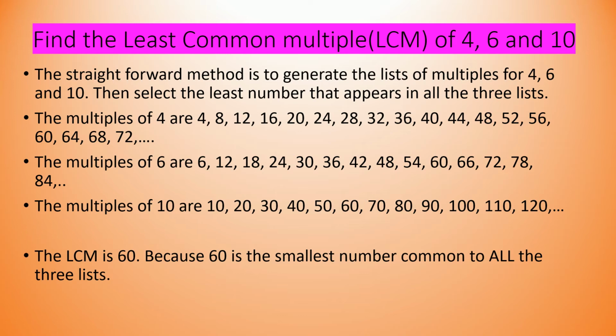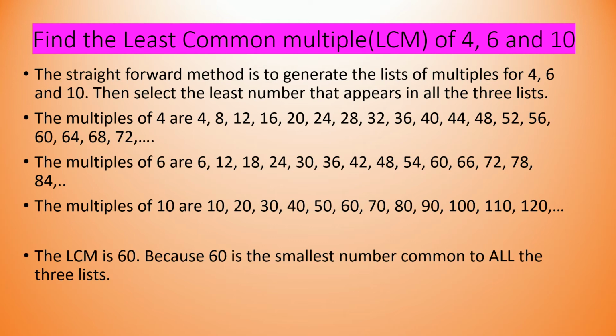So now we have to find the least common multiple of 4, 6 and 10. 4 will have so many multiples. 6 and 10 will also have so many multiples. Now you have to find the common multiples, okay. Definitely there will be some common multiples. Amongst the common multiples, you have to find the least common multiple, the first one, okay. So now we will see the straightforward method, the simplest method. Of course it will become time consuming, okay.